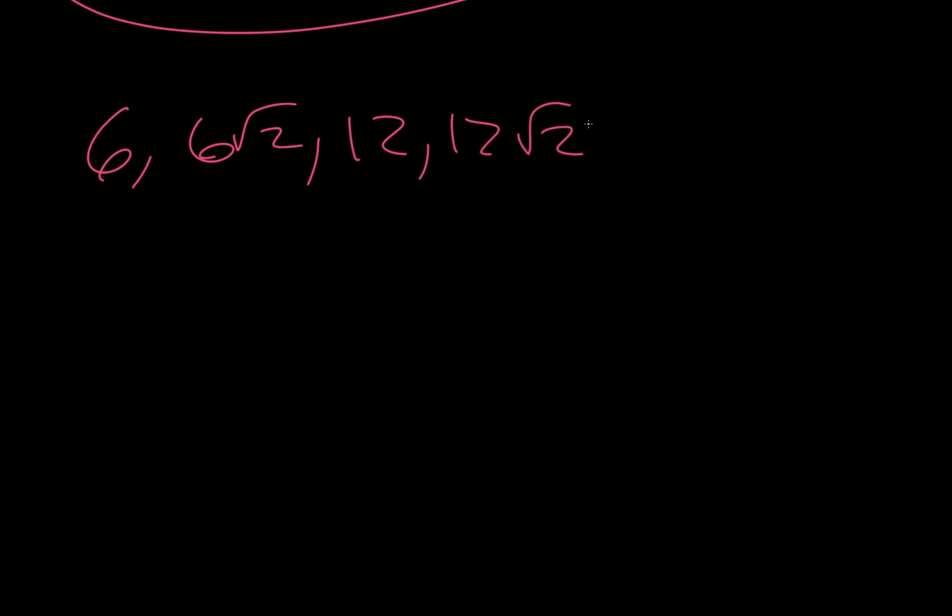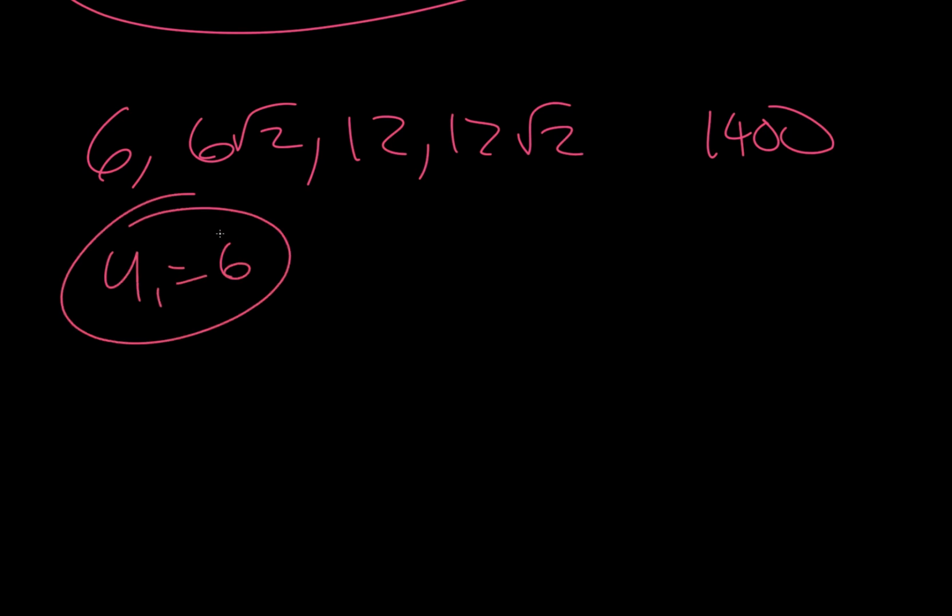Okay. And we have one more example, example 10. Find the first term of the sequence 6 root 2, 12 root 2, which exceeds 1400. So we want the first term that is greater than 1400. So we know our u_1 is equal to 6. We know our r is equal to root 2.